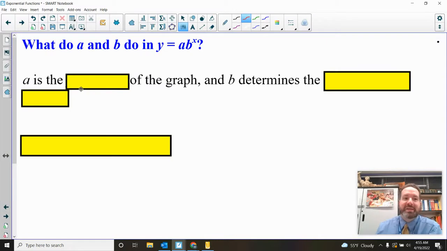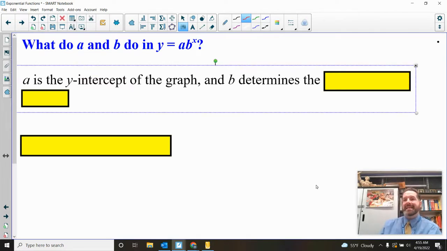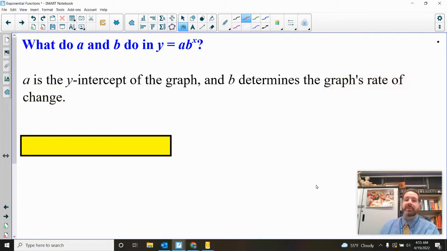So coming back here, let's summarize this up. What is A? A tells you what your y-intercept is. The B, I hope you saw, determines how much your graph curves. We're going to call that the rate of change. Very, very large B gives you very quick growth. Very, very small b gives you very quick decay. And any number close to 1, like a 0.9 or a 1.1, gives you slower growth and slower decay.